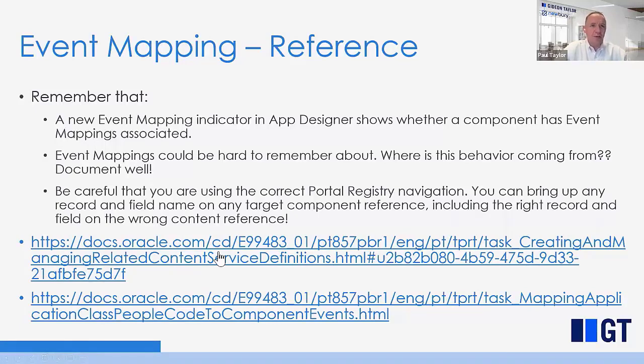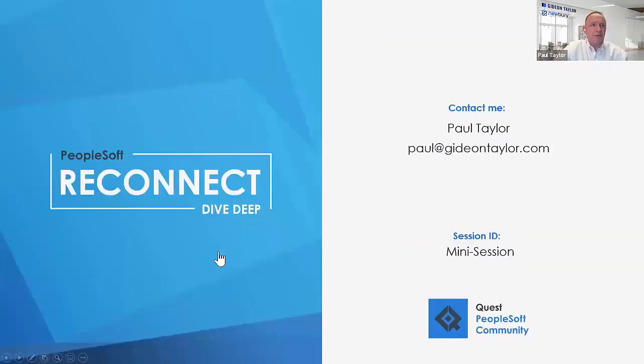Make sure you document well, and there is an indicator in App Designer that shows whether the component has event mapping associated with it or not. You can find information about those and other things in the referenced links. They'll give you a good head start on your event mapping journey. And that is my 20-minute mini session.